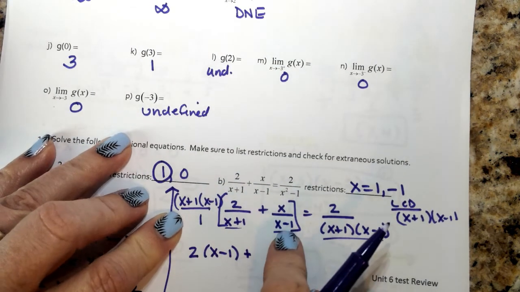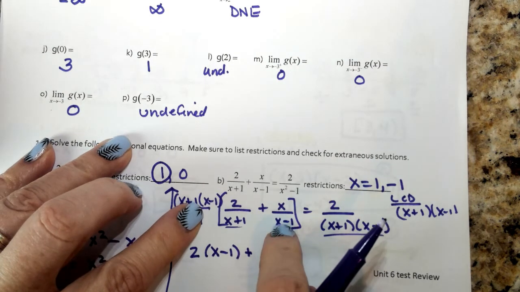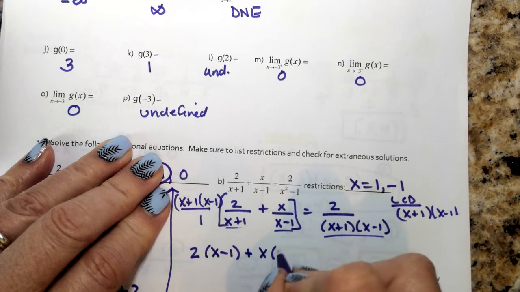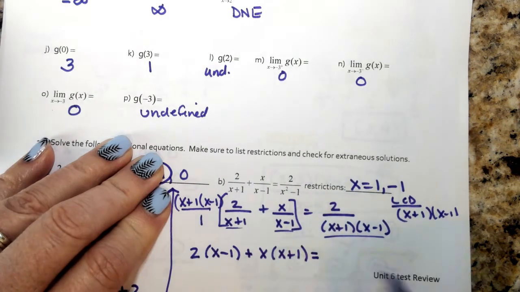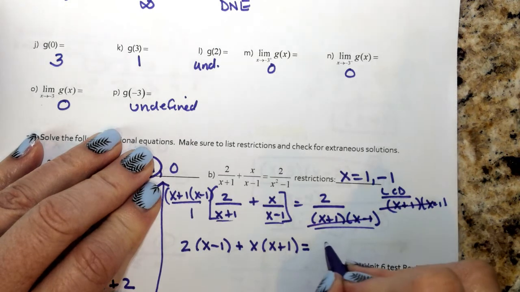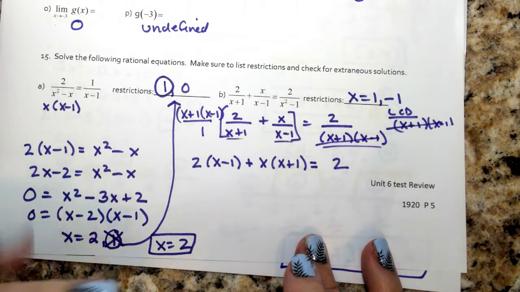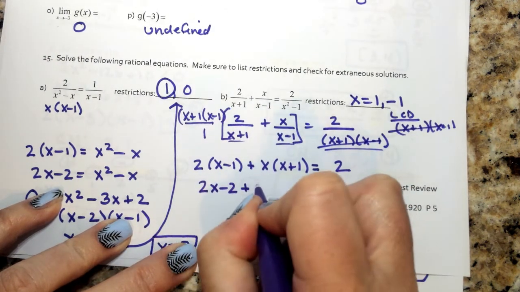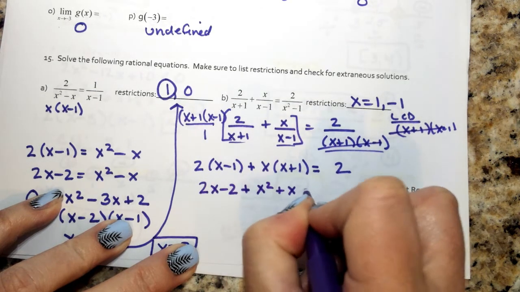When I take x over x minus 1 and multiply by the LCD, the x minus 1s are going to cancel. So I'm just going to be left with an x times x plus 1. On the right-hand side, both factors are going to cancel. So I'm just left with a 2. So I need to simplify and distribute. So I have 2x minus 2. Distribute the x. X squared plus x is equal to 2.